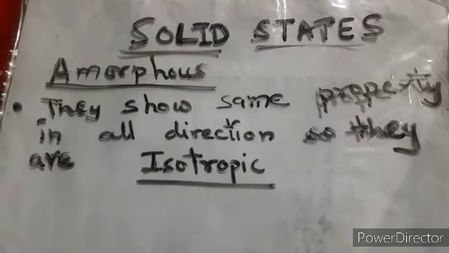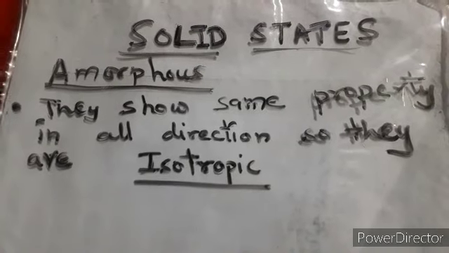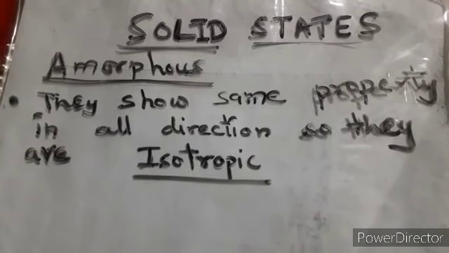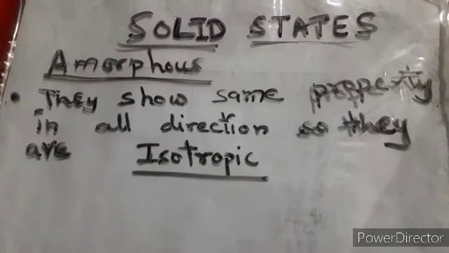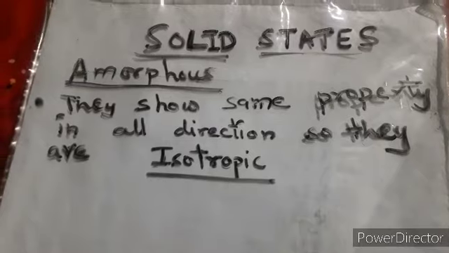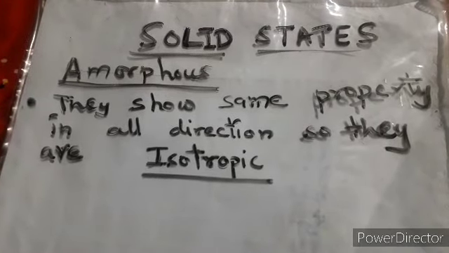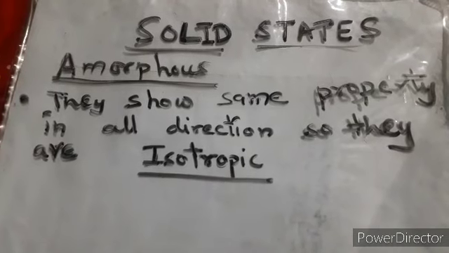If you talk about the crystalline, these particular properties show different magnitudes, or different properties, in different directions. So a term is given to us for the amorphous solids, that is, they are isotropic in nature. I think a few things must be clear to you.